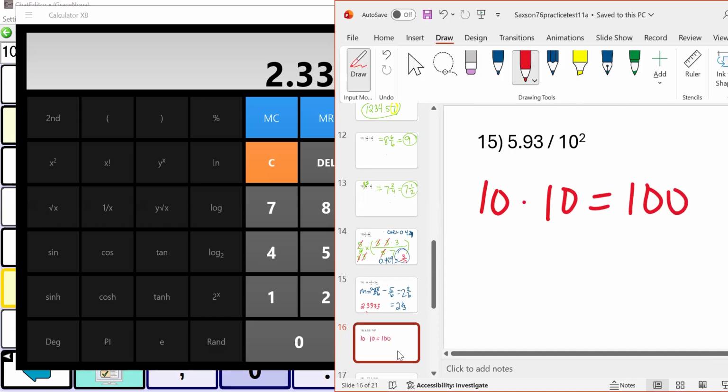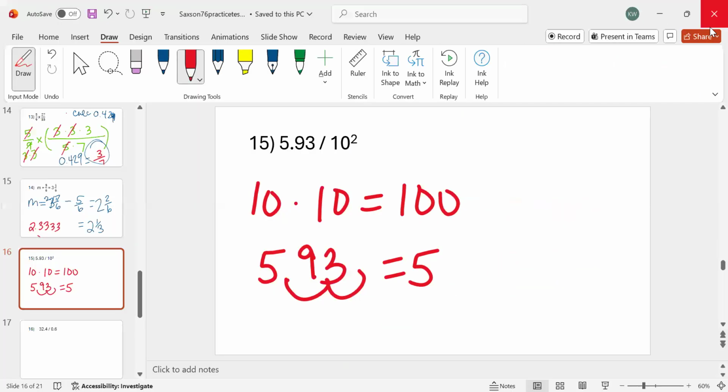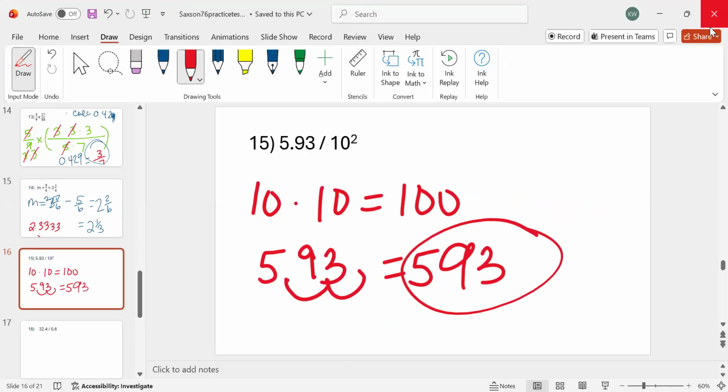And we know that if you're multiplying by 10 or 100 or 1,000, you can usually just move the decimal place over the right number of places. So if you've got 5.93 times 100, you can move the decimal place to the right 2 times to get 593. Here, let me make this a little bigger. 593.